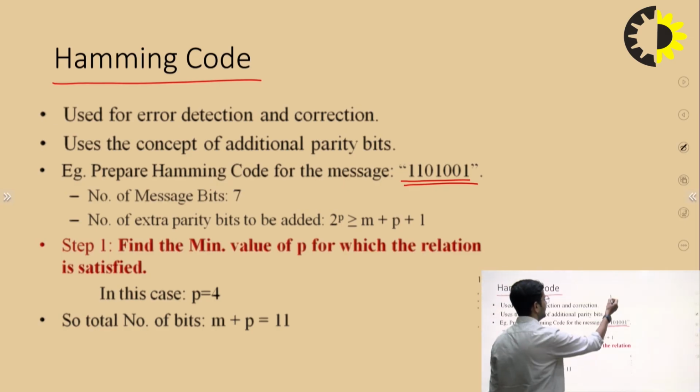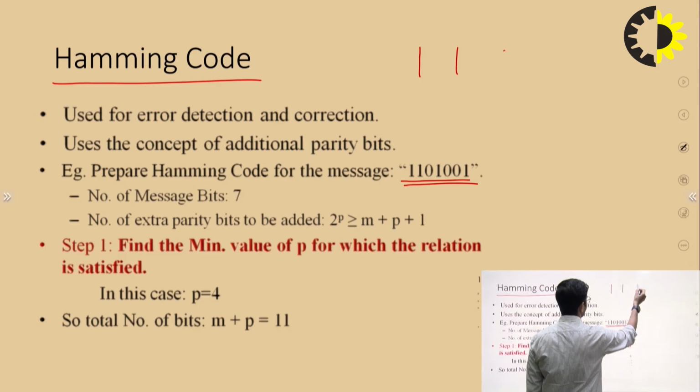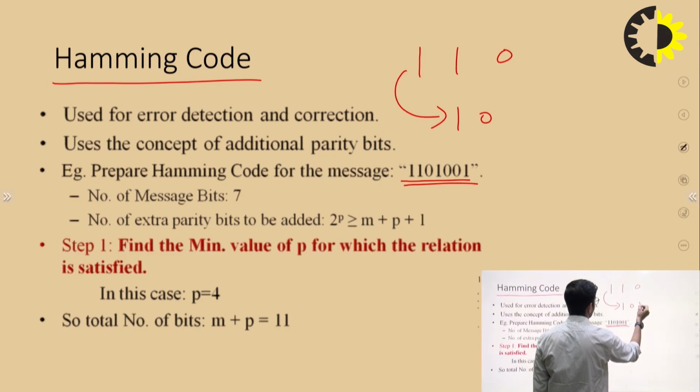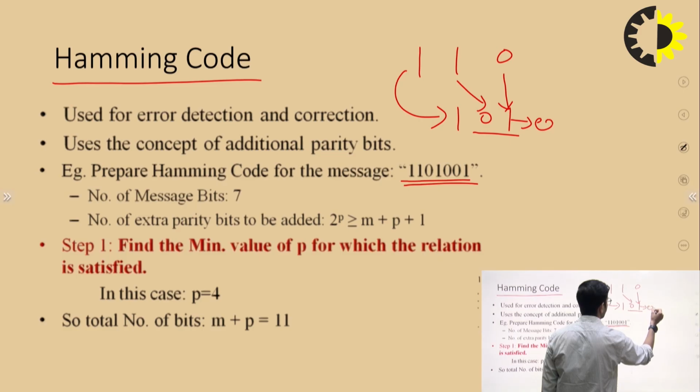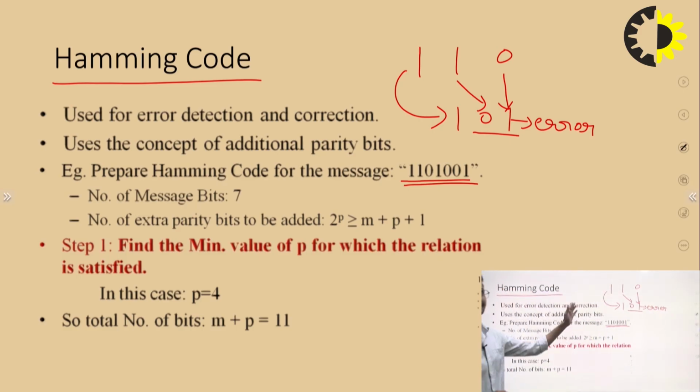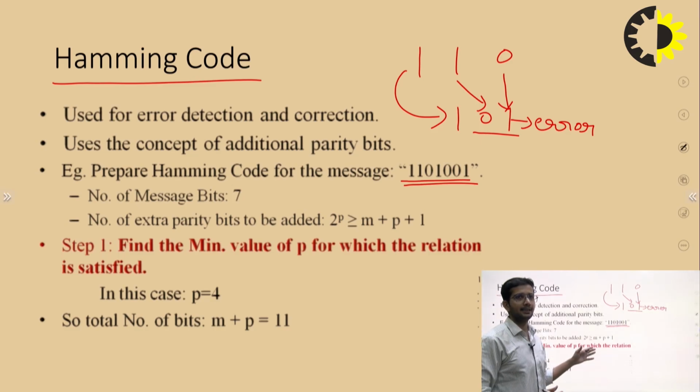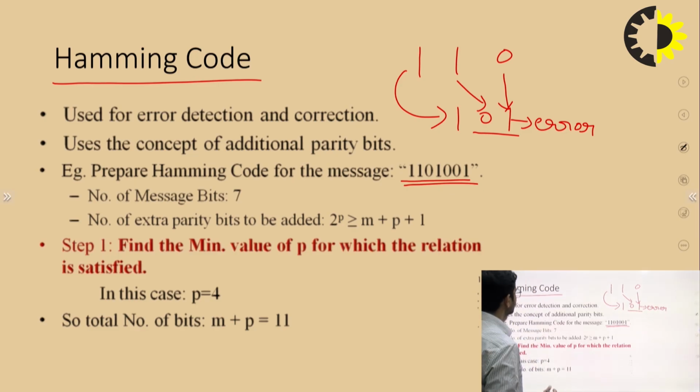For example, earlier our message was 110, but due to an error, it changes to 101. That means these two bits have changed due to an error. Then how can we find out at the receiver side that these two bits are changed? Because at the receiver side, we don't know what signal was transmitted at the transmitter side. So for that, we are using the Hamming code.